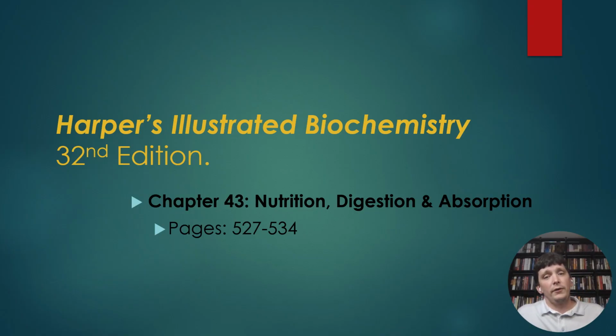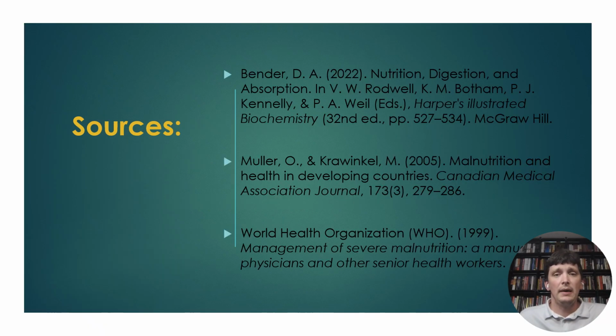All the information in this presentation comes from Chapter 43 of Harper's Illustrated Biochemistry, pages 527 to 534. In addition to using Harper's Illustrated Biochemistry as a source, I also pulled from reliable sources like the World Health Organization and a journal article on malnutrition. These help provide a little extra context for some of the diseases we'll talk about later on.